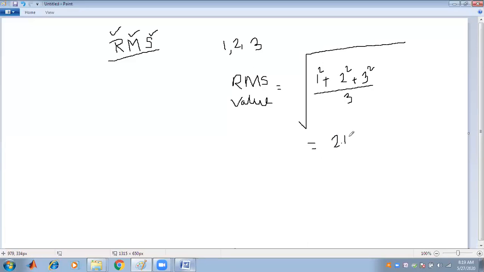It's called root mean square. R stands for root. M stands for mean. And S stands for square.